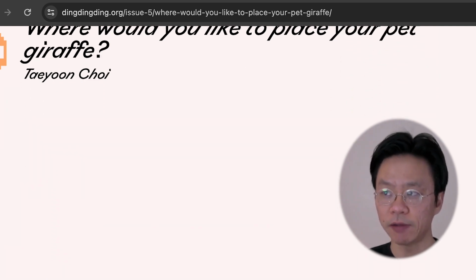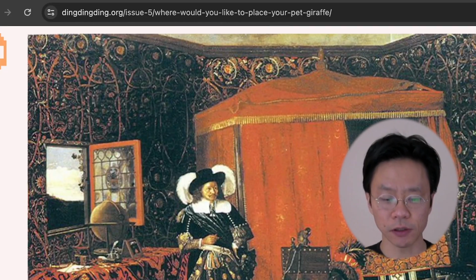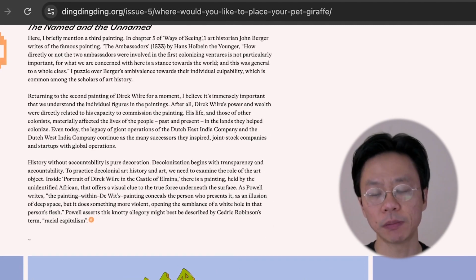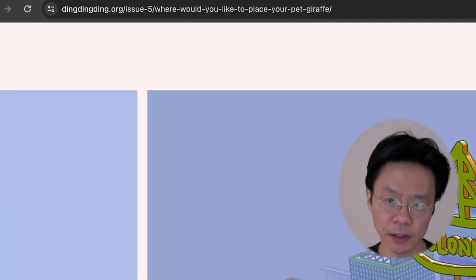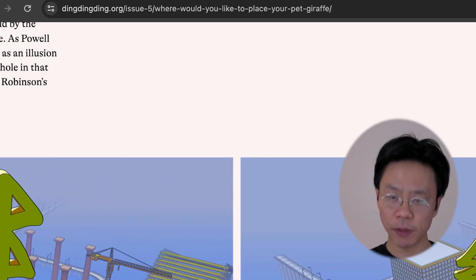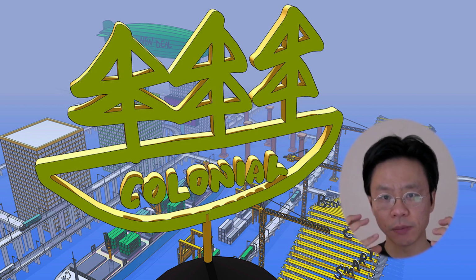So far, I've assigned them my essay, which is called Where Would You Like to Place Your Pet Giraffe, which was published on an online magazine called Thing. And students were asked to write a response to the essay. The essay covers some of the key ideas about the relationship between cultural institutions, specifically museums, and the roles that museums have played in building and sustaining the colonial enterprises and empires.